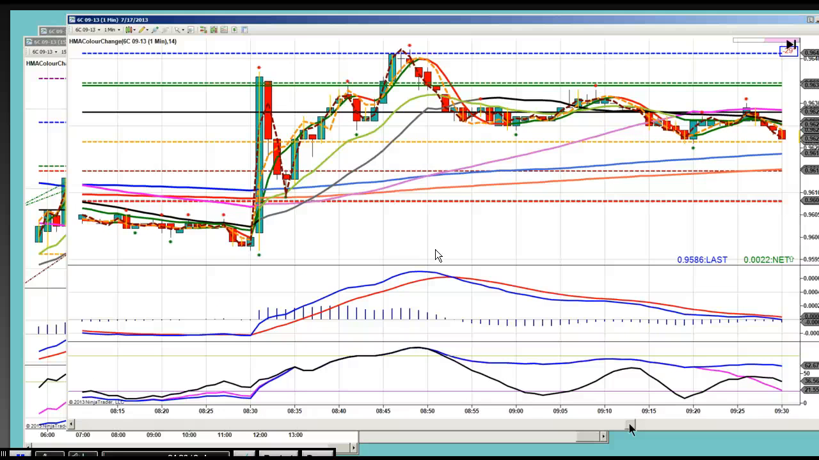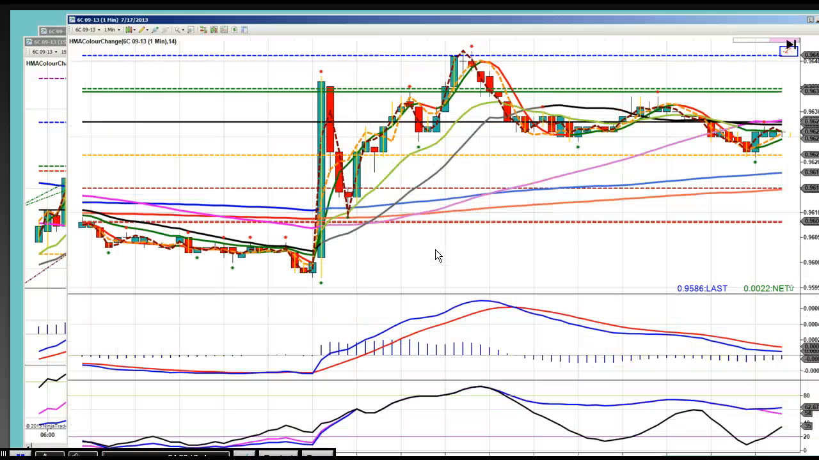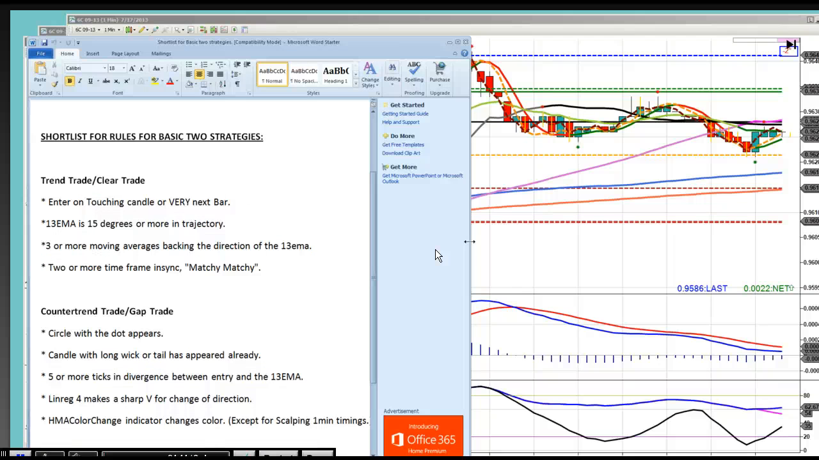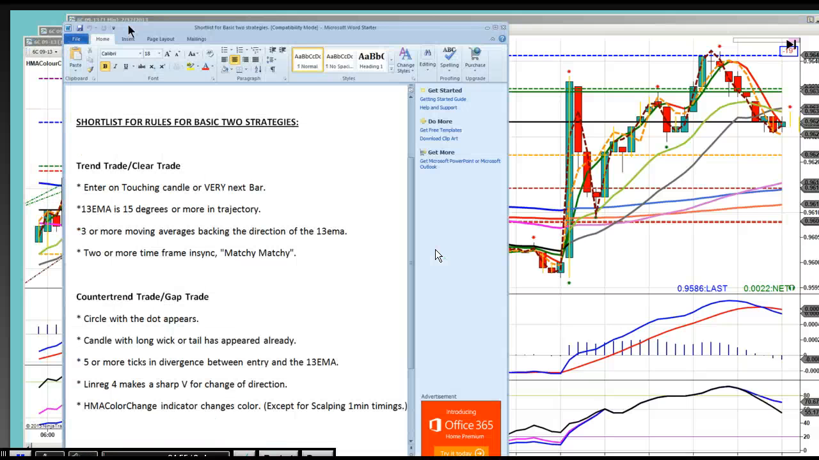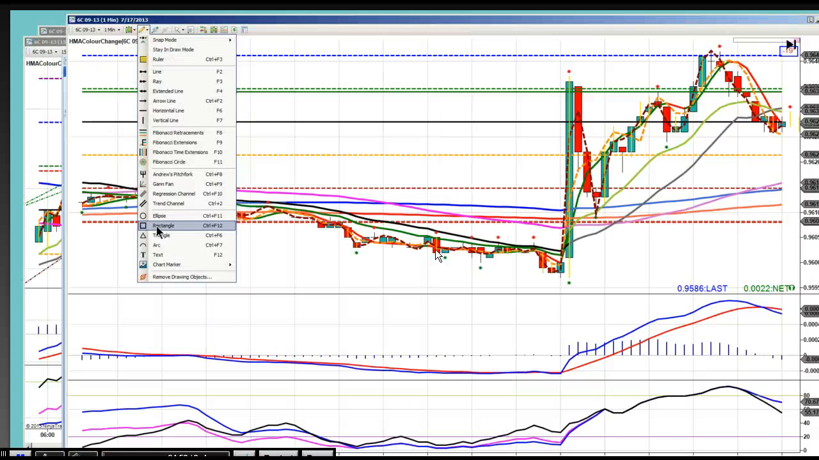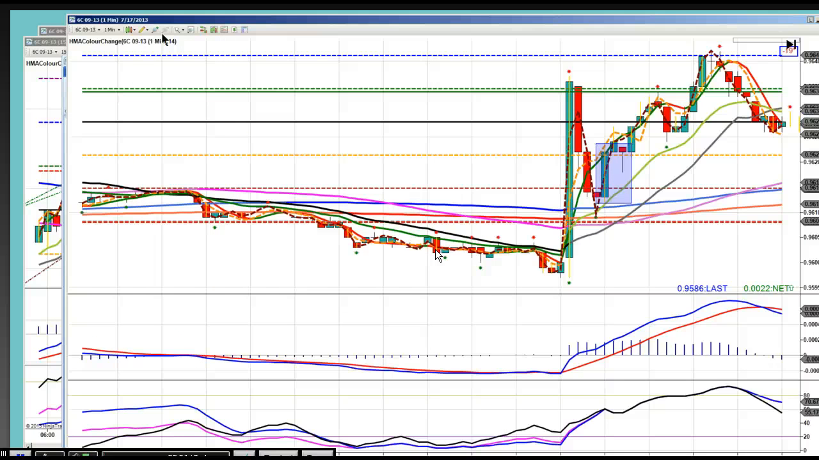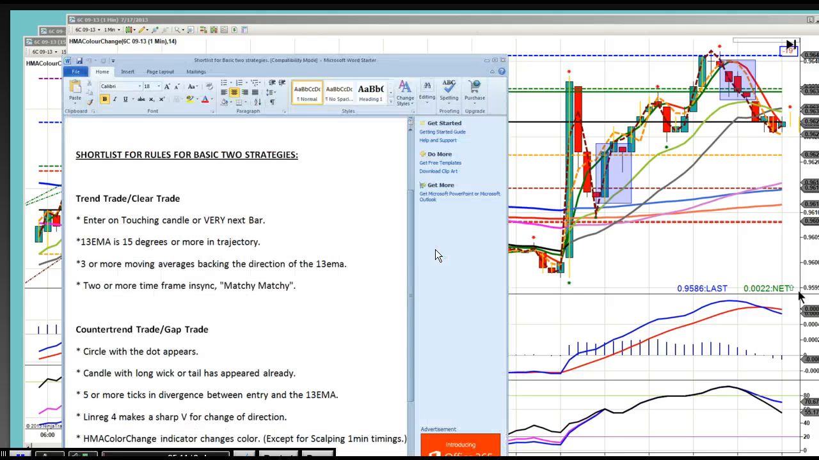So if we look at this, let's move this over here. Okay, so here we have our classic trend trade and counter trend trade in relation to the pivots. So here's our classic trend trade bouncing off the 13 EMA, going with the majority of the moving averages. And here's our classic counter trend trade, bouncing off the pivot, going with the direction of the HMA and your linear regressions, your short-term trend lines.